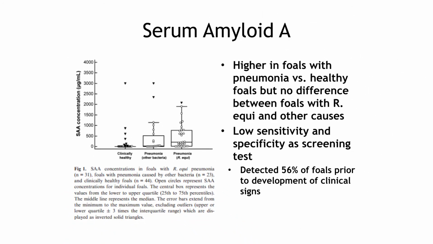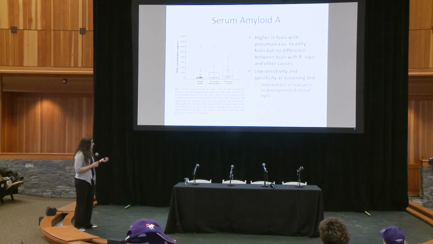So in this study, it had a low sensitivity and specificity as a screening test, and it detected about 56% of foals prior to the development of clinical signs. So depending on your situation, I mean, 56% is not great, but maybe that's better than not identifying any of them. But I think we need to use it in combination with other things.